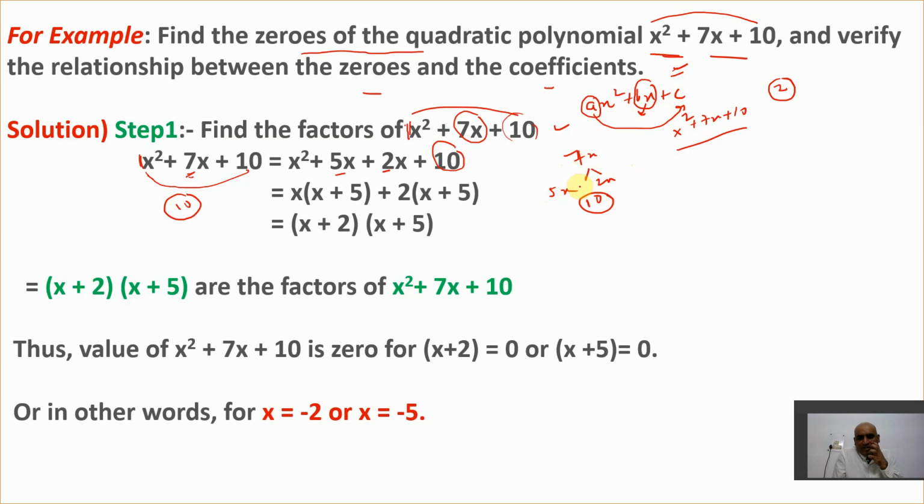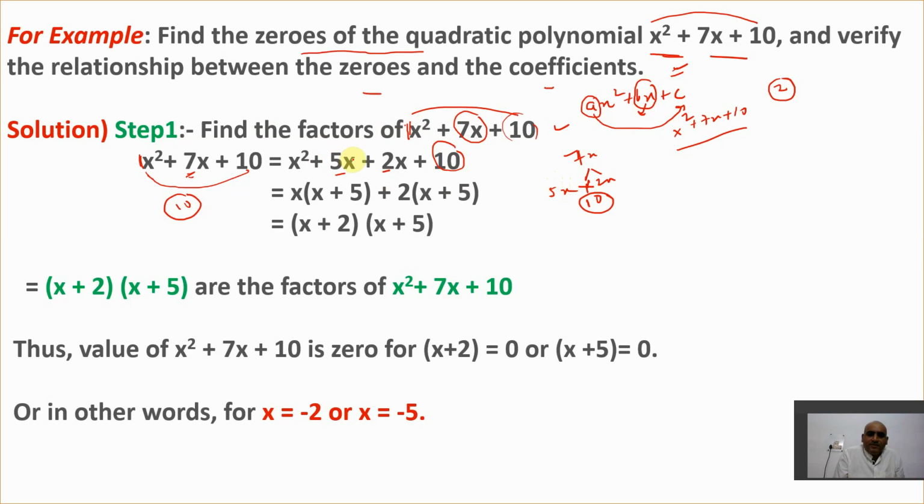So I can write 7x as 5x plus 2x. This you have already studied in the previous classes, so no need to explain it again, right? If you have not gone through that, please go through your previous class and have a quick glance at all the concepts which you have learned. Then it becomes very, very easy for you to understand it, right?